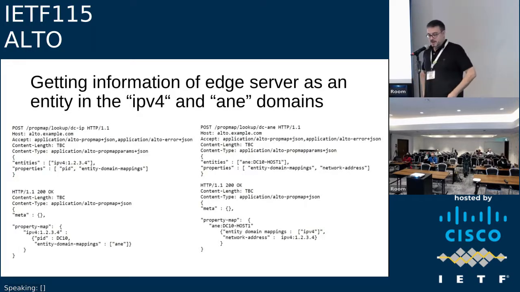This is an example of the new content now in the draft. Here we describe how an edge server could be part of the IPv4 and ANA domains. Essentially we play with different identifiers in one domain and another domain, and we try to relate both domains, having some hooks that later on could help us reconcile the information on both sides.